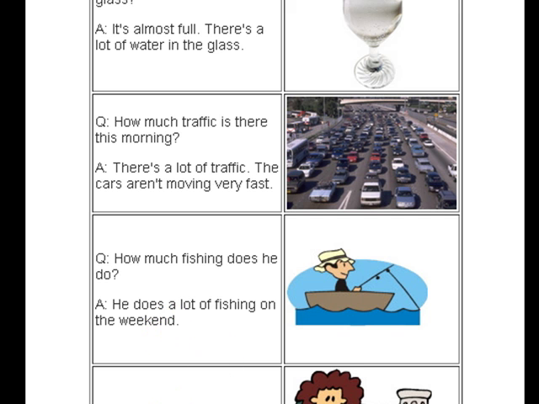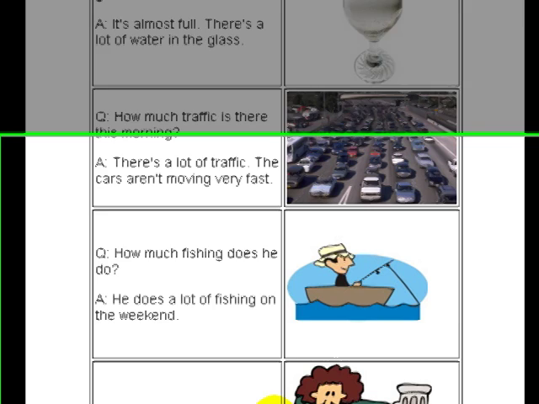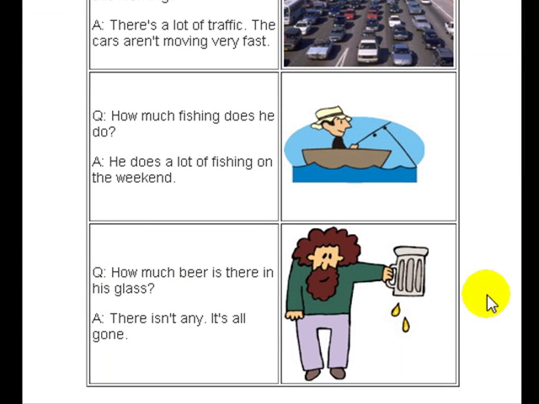And finally we have, how much beer is there in his glass? Well, we're going to say there isn't any. There isn't any beer. He's drank all the beer, and it's all gone. Okay? The glass is empty. He drank all the beer. It's all gone.